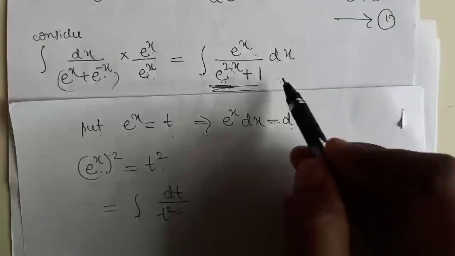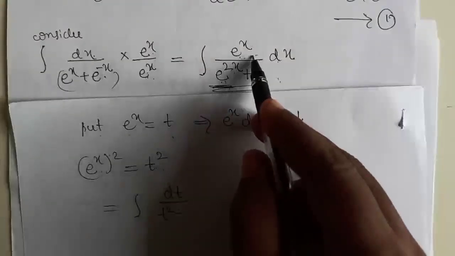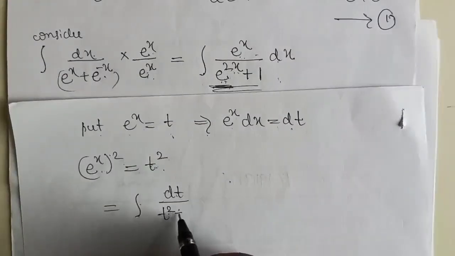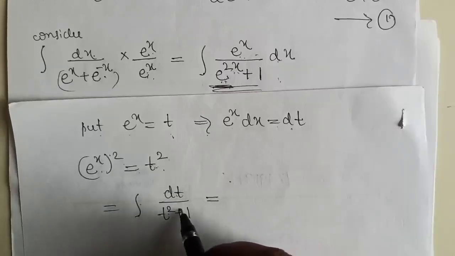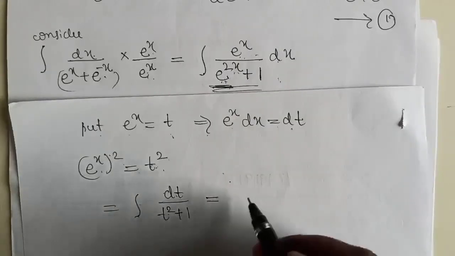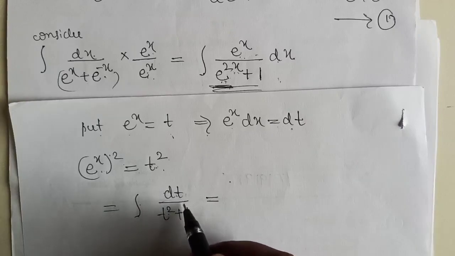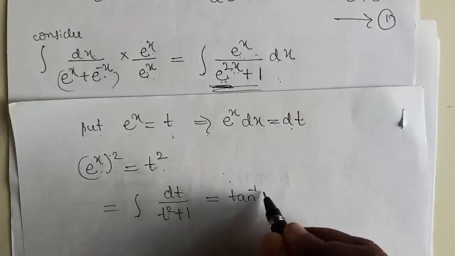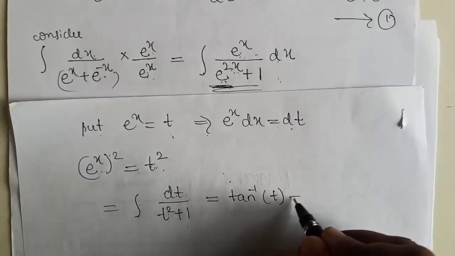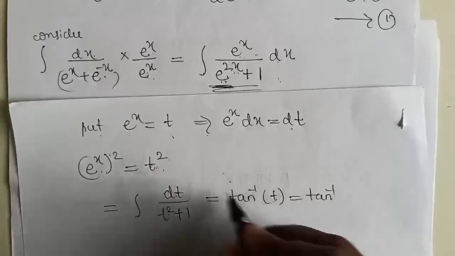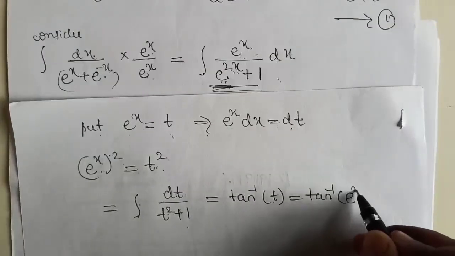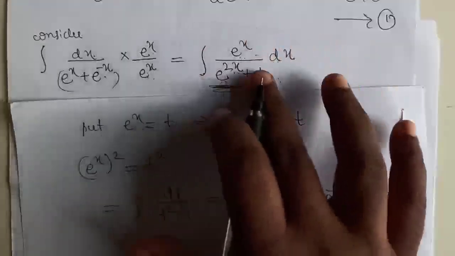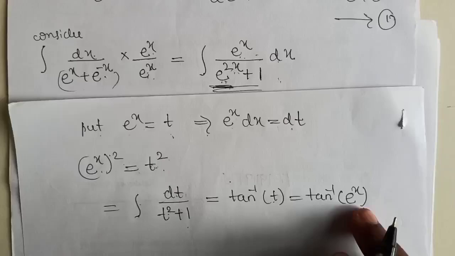Therefore this integral becomes integration of e raised to x dx, which is dt, over e raised to 2x, which is t square plus 1. So it is now in the form of 1 divided by x square plus 1. Therefore we get tan inverse of t, and the t value is e raised to x. So the value of this integral is tan inverse of e raised to x.